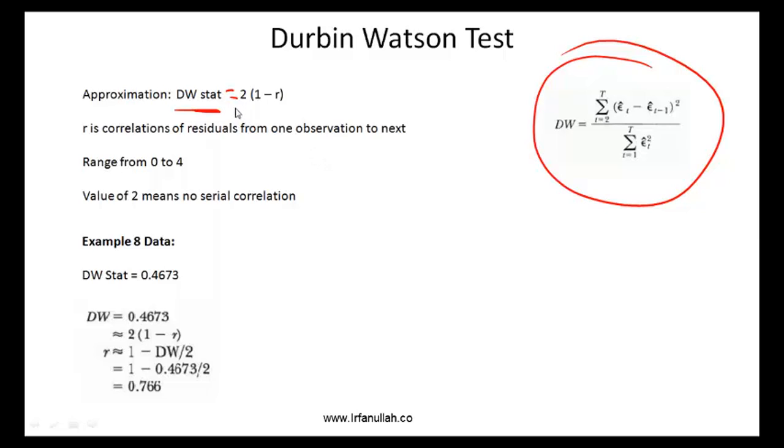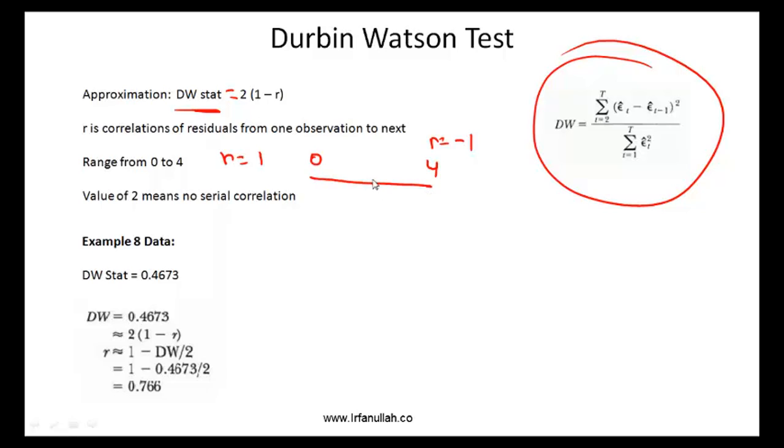Now, given this approximation, what is the range of the DW stat? If you have r equal to 1, there's perfect correlation. What will the DW stat become? If r is 1, then your Durbin-Watson stat will become 0. What if r is equal to minus 1? You have perfect negative correlation. Then your DW stat will become 4. So your range will be from 0 to 4.